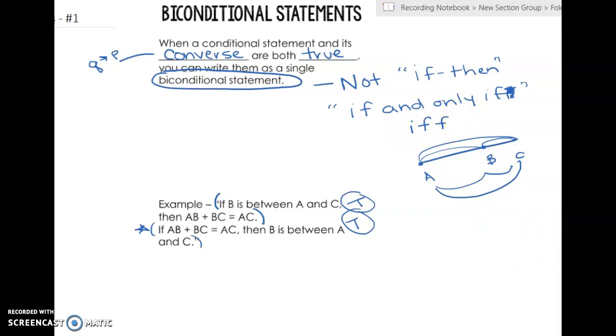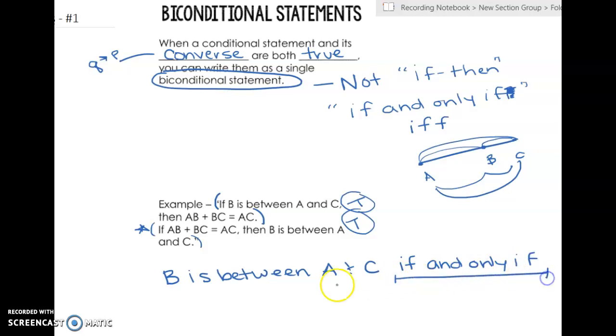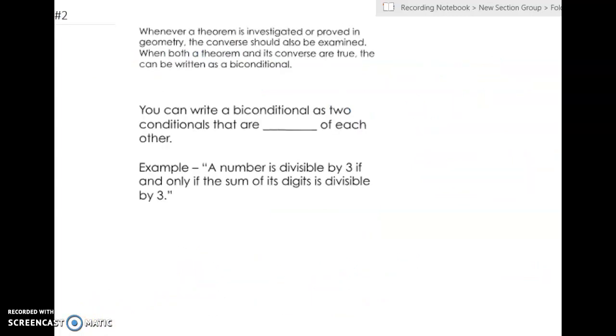So if we're going to put these two together and write it as a biconditional statement, I would say B is between A and C if and only if, here's our key right here, if and only if, AB plus BC equals AC. All right, so if we fold that page over that we just did and we fold it in half like it's a book, that's how we'll fold this and glue it into our interactive student notebook.